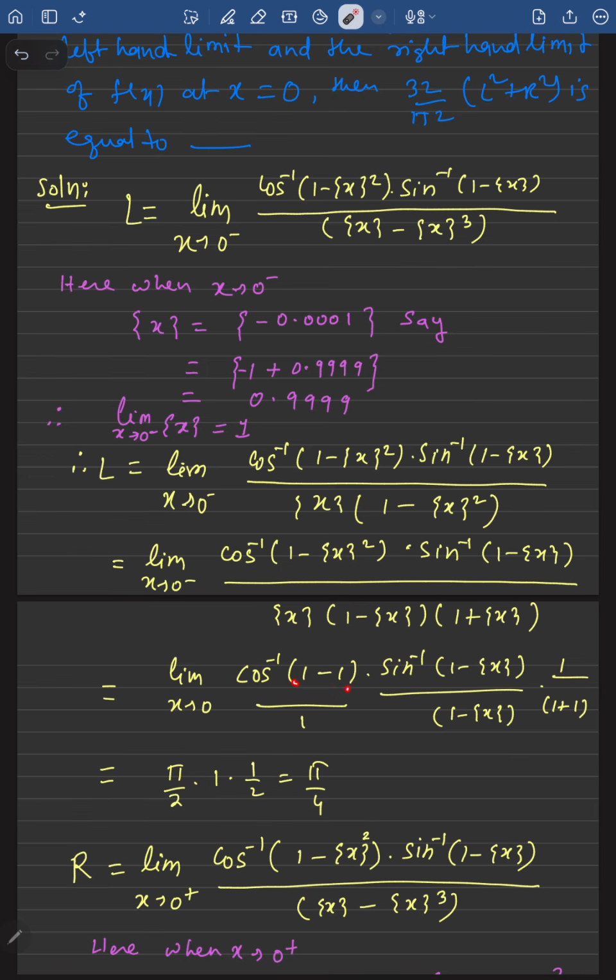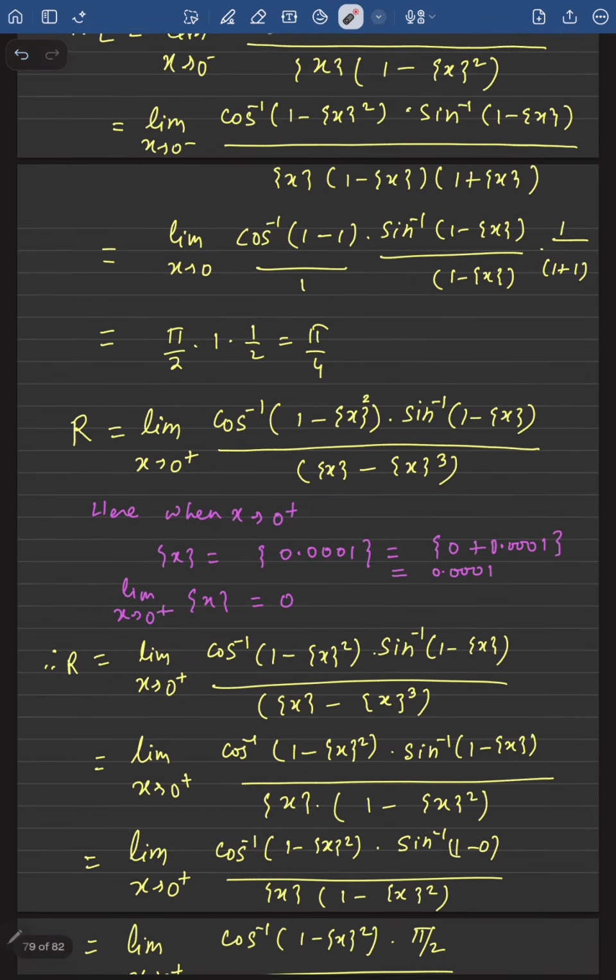The fractional part becomes 1, so cos⁻¹(1 − 1) is cos⁻¹(0), which is π/2. For the expression sin⁻¹(1 − {x}), we use the factor (1 − {x}) times 1/(1 + 1), since the fractional part of x is 1. So after doing all this, you get π/2 times 1/2, which gives π/4 for the left hand limit.